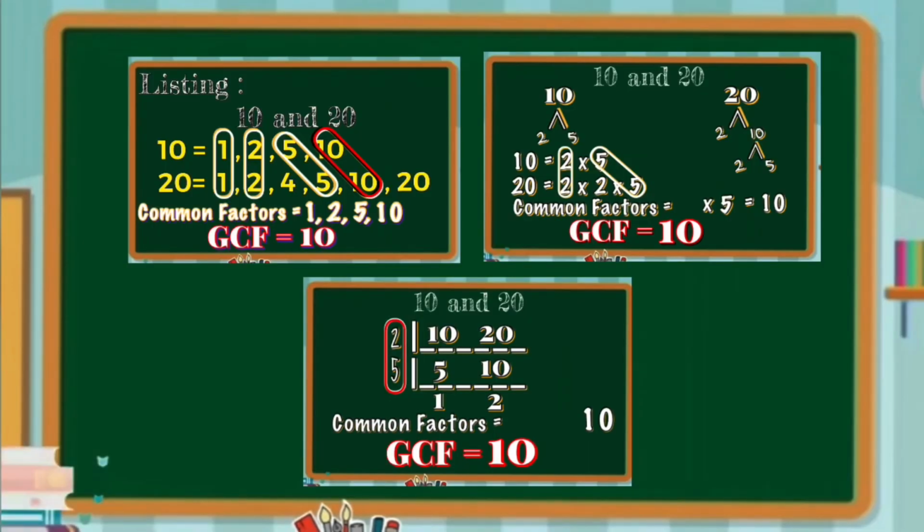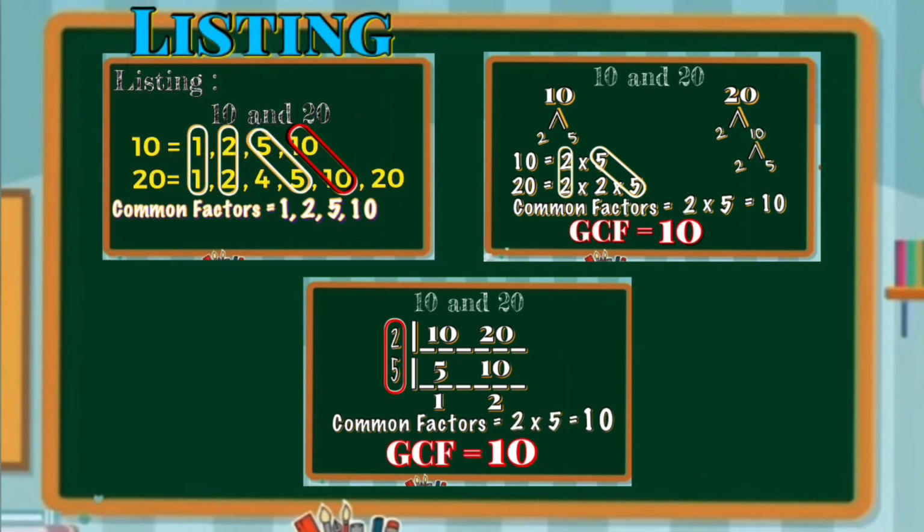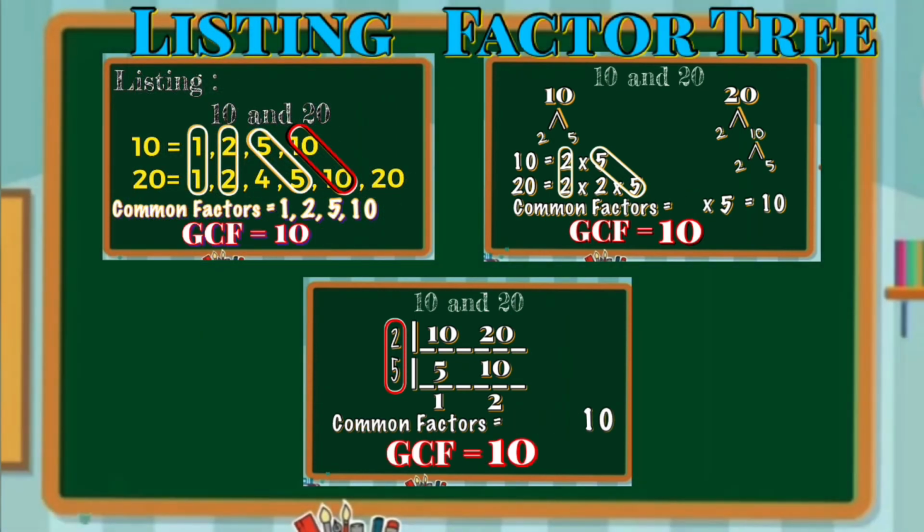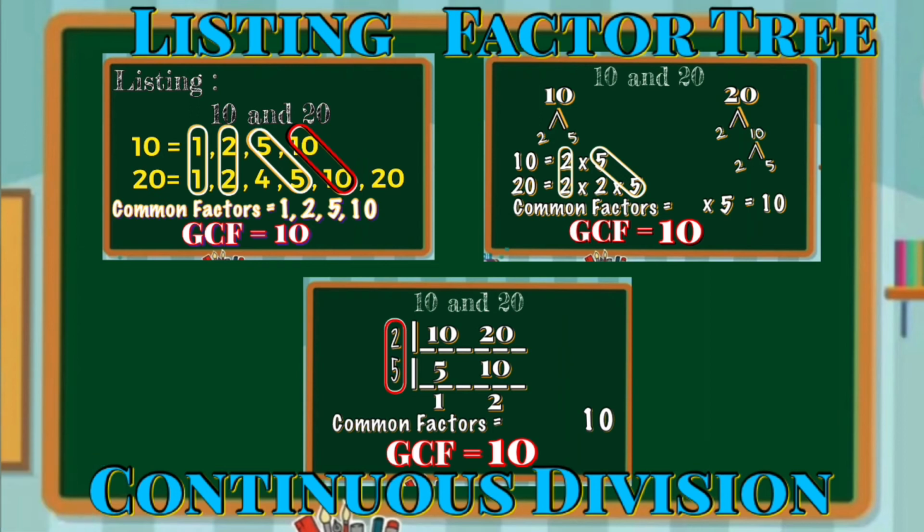So as you have observed, you can use either of the methods, whether it is listing, using the factor tree, or the continuous division. As long as the process is correct, you'll get the same greatest common factor or the GCF.